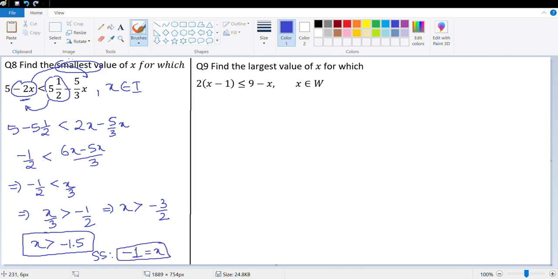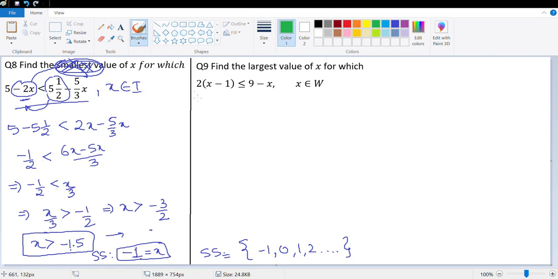In case the smallest value was not given, if I had to find the value of only integers, the solution set for this would have been negative 1, 0, 1, 2, and goes on, right? Because this is integers. But the question is smallest value, which means one value which is the smallest. So the smallest integer which will satisfy this inequation would be negative 1, because negative 1 is more than negative 1.5. So that's the smallest integer. Next one, question number 9.